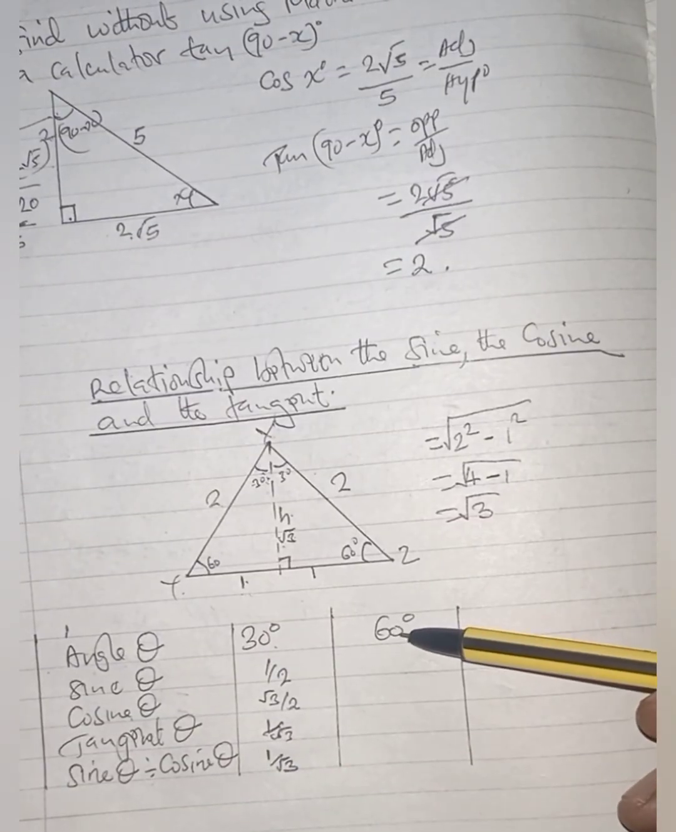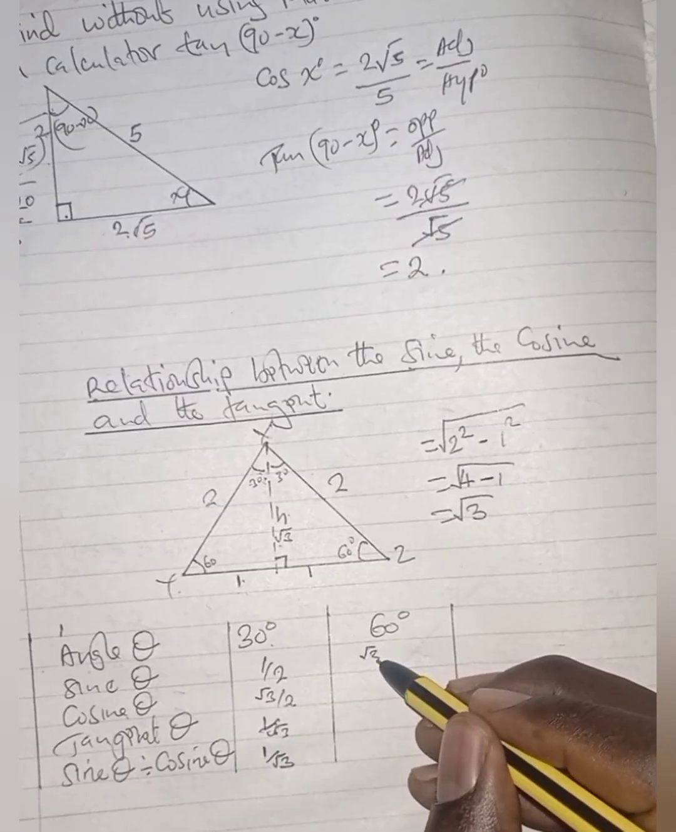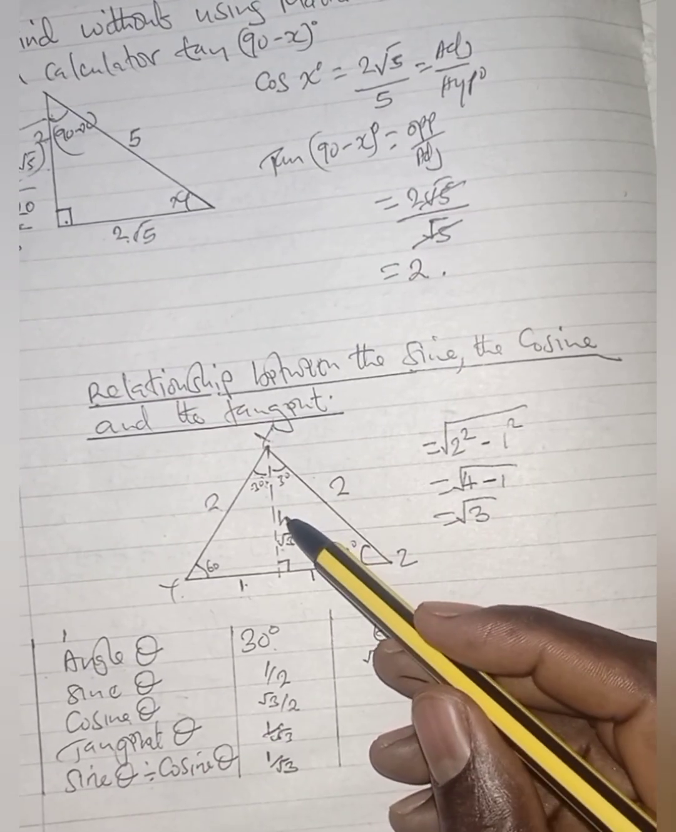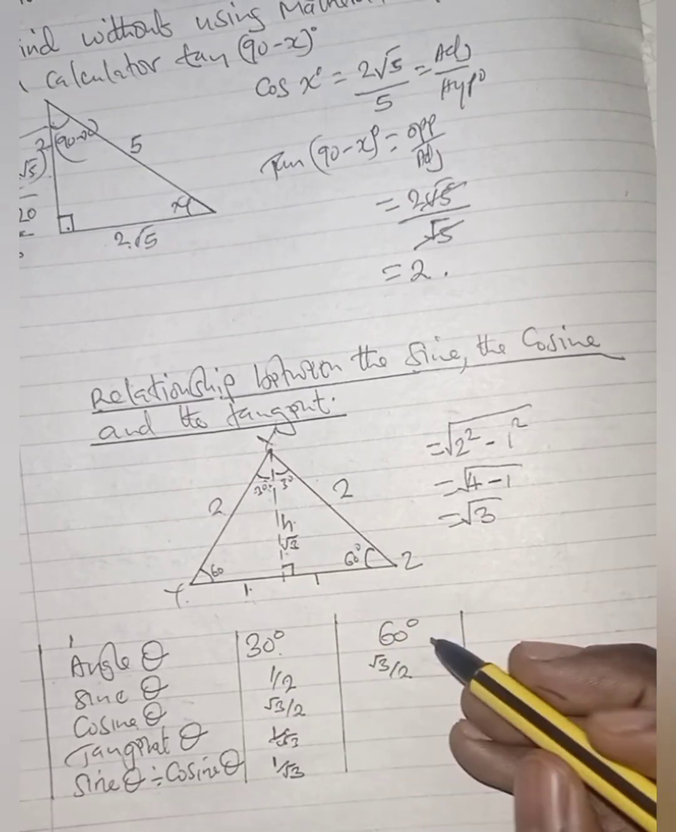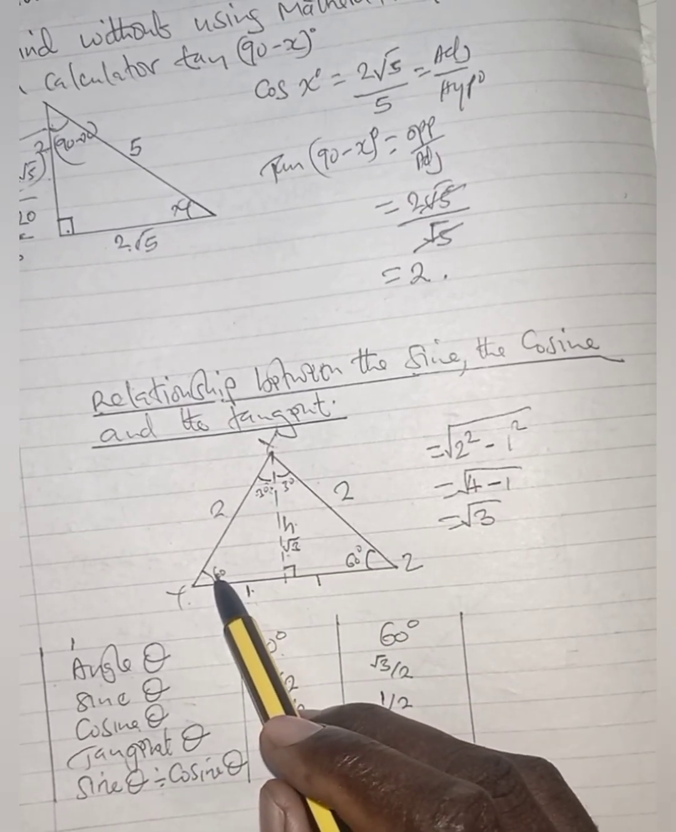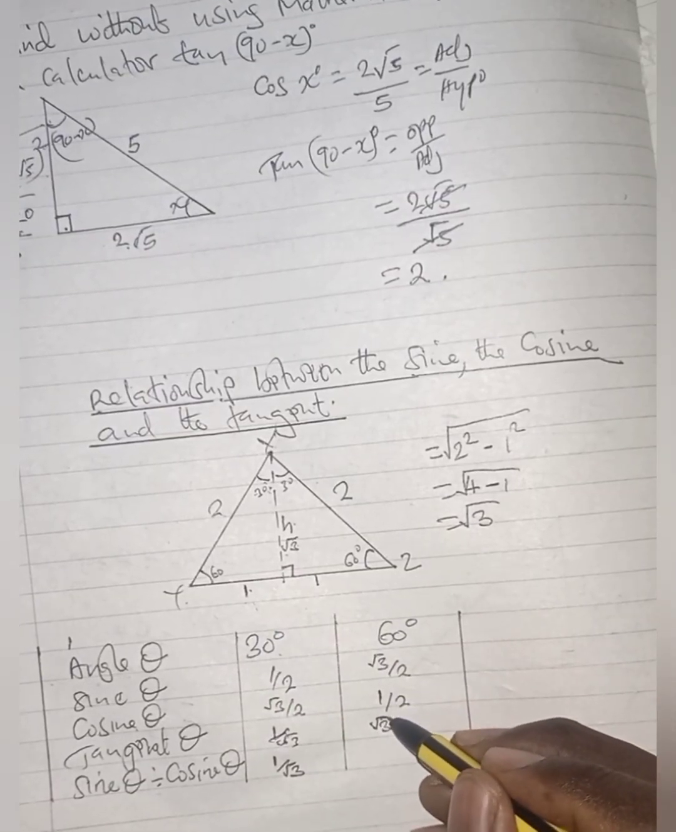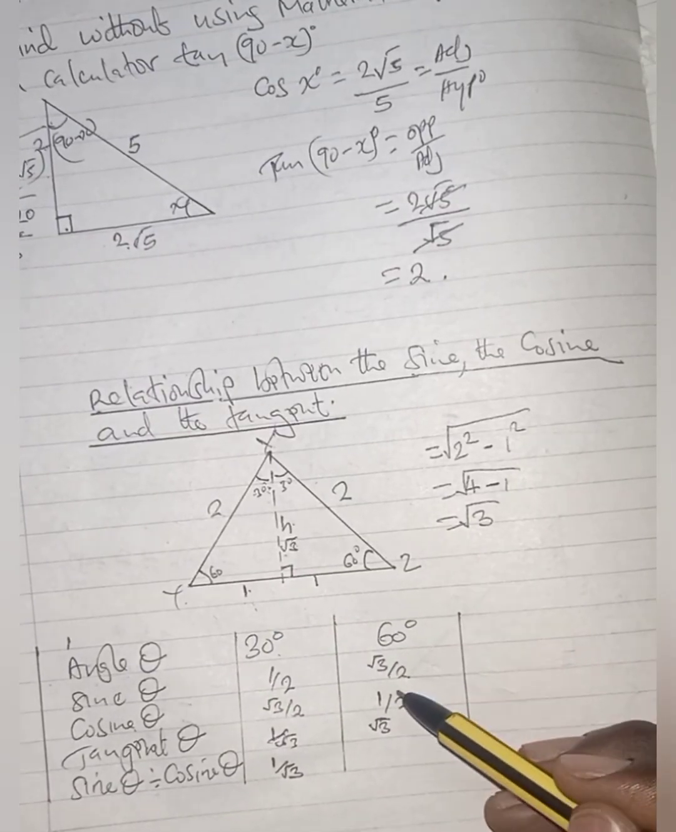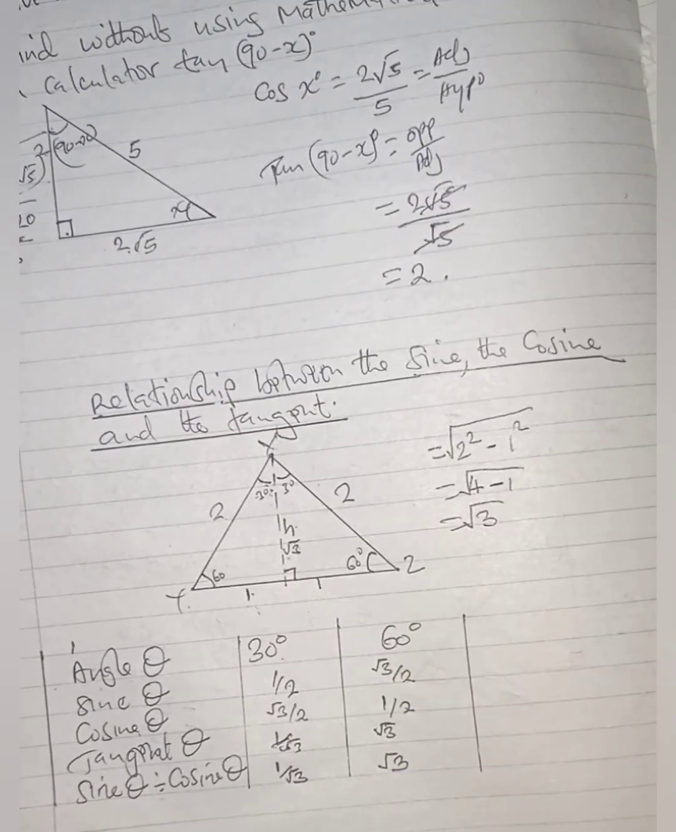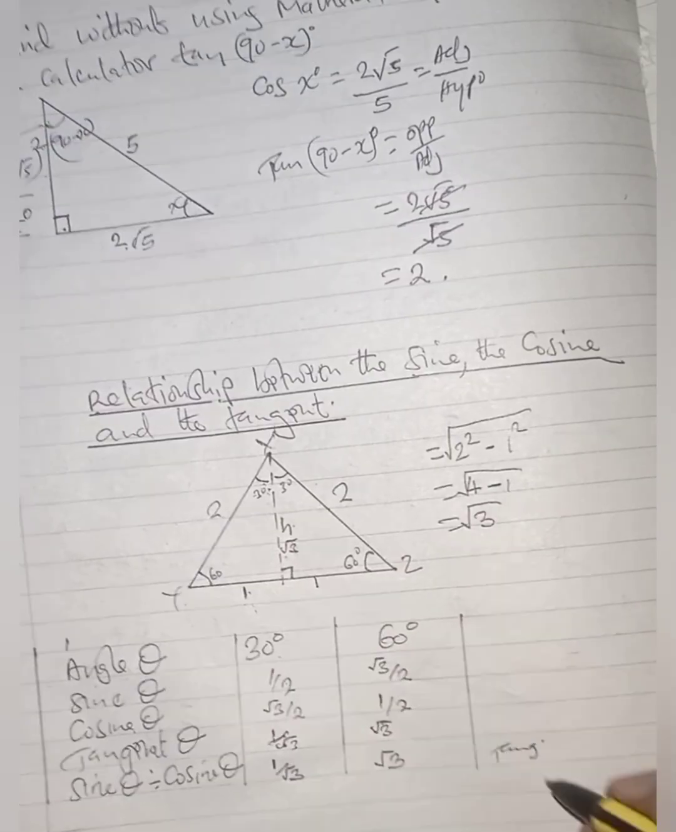Now let's look at sine 60. Sine 60 becomes the opposite side, that's the square root of 3, over the hypotenuse, which is 2. Cos 60 becomes the adjacent side, which is 1, over the hypotenuse, which is 2. And tan 60 is the opposite side over the adjacent side, that is the square root of 3 all over 1, which is just the square root of 3. Now divide the sine and the cosine, you are sure to get the square root of 3. Now you realize that when you divide the sine and the cosine, you get the tangent.